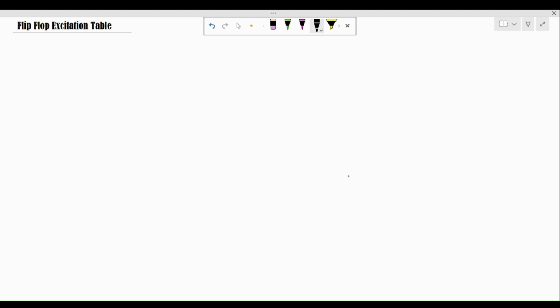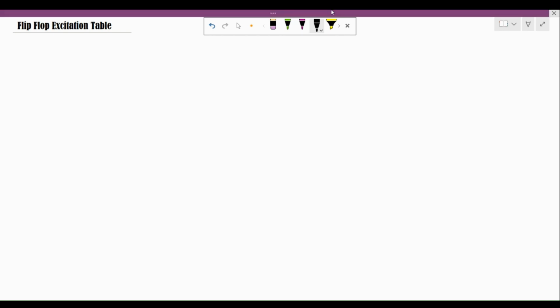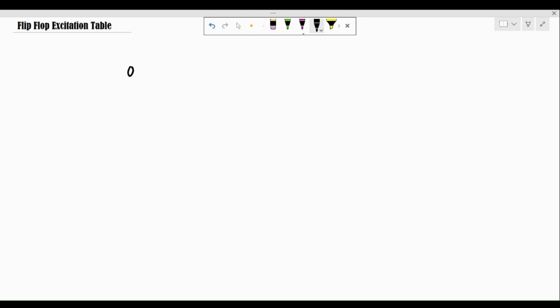So, excitation, as in how are we going to excite our flip flop, or what are the inputs that we are going to provide to a flip flop? That is what it indicates. This is in context with two things. One is we know our present state and we know our next state, and we know which flip flop we are talking about. Say it is the excitation table of the SR flip flop.